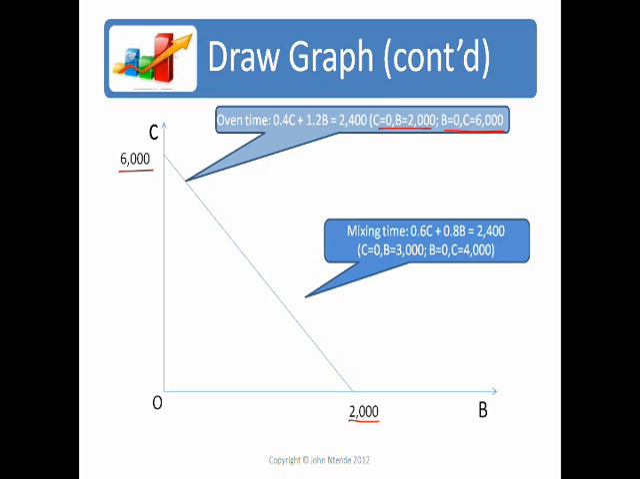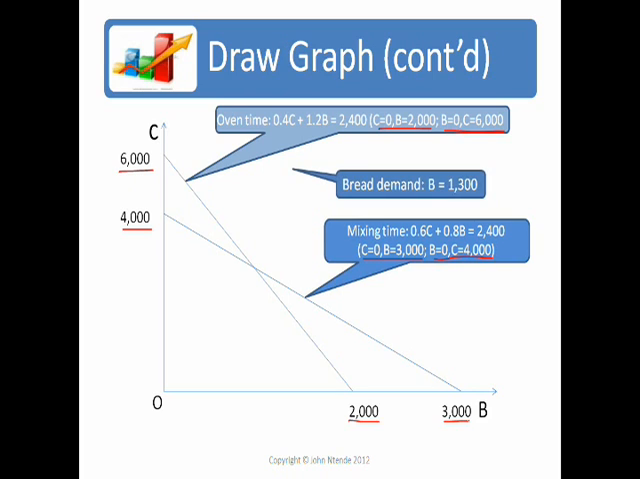Next, we draw the line for mixing time. Now we're told the points c is equal to 0 and b is equal to 3000, and b is equal to 0 and c is equal to 4000 lie on that line. So we plot the points. This point here is the point b is equal to 0 and c is equal to 4000, and this point is c is equal to 0, b is equal to 3000. So you join these two using a straight line. So you use a ruler and pencil and join the 2 points. So that's the line for mixing time.